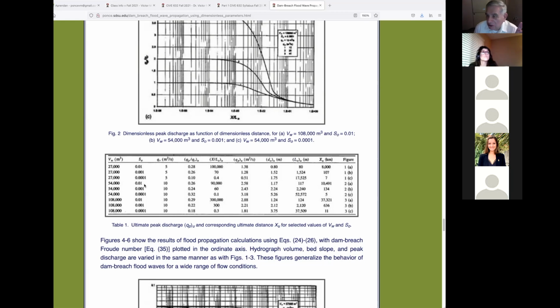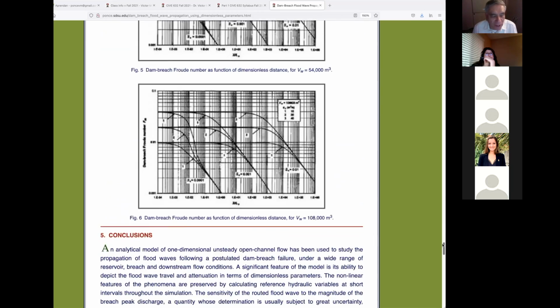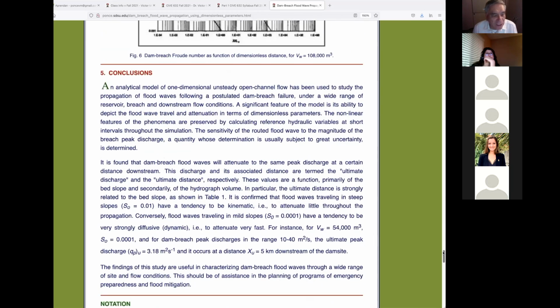0.01, yes, certainly. 0.01 is a standard slope in mountainous regions. And 0.0001 is flat, like in Florida. Florida is even less than this. So you got attenuation. As you can see, these numbers quite match what we have said all along, the theory of the diffusion wave. So we conclude in here, and I've already said that, so we don't need to repeat.